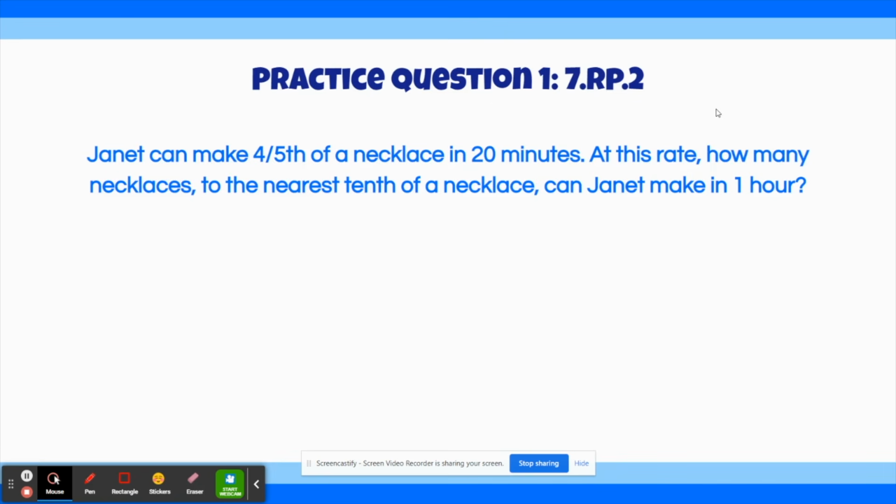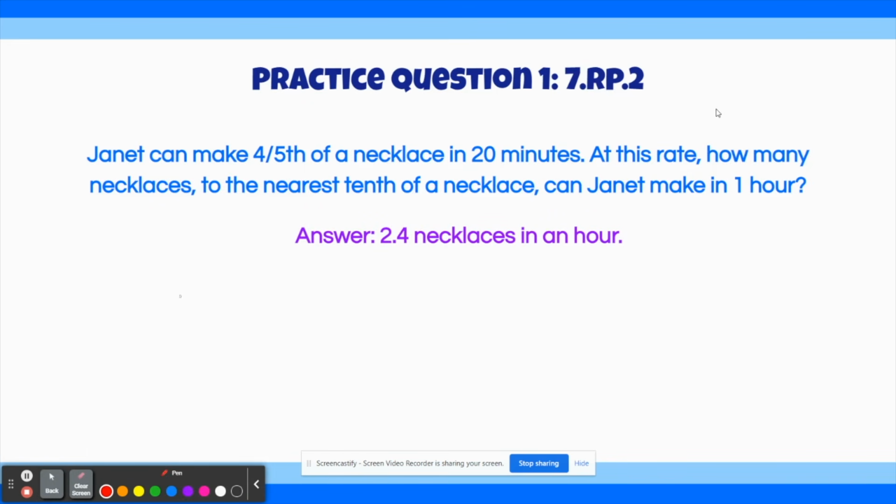So our answer is 2.4 necklaces in an hour. So you can solve this in two ways. First, you can see that 1 hour is just 60 minutes. And we know that in 20 minutes, Janet can make 4/5 of a necklace.